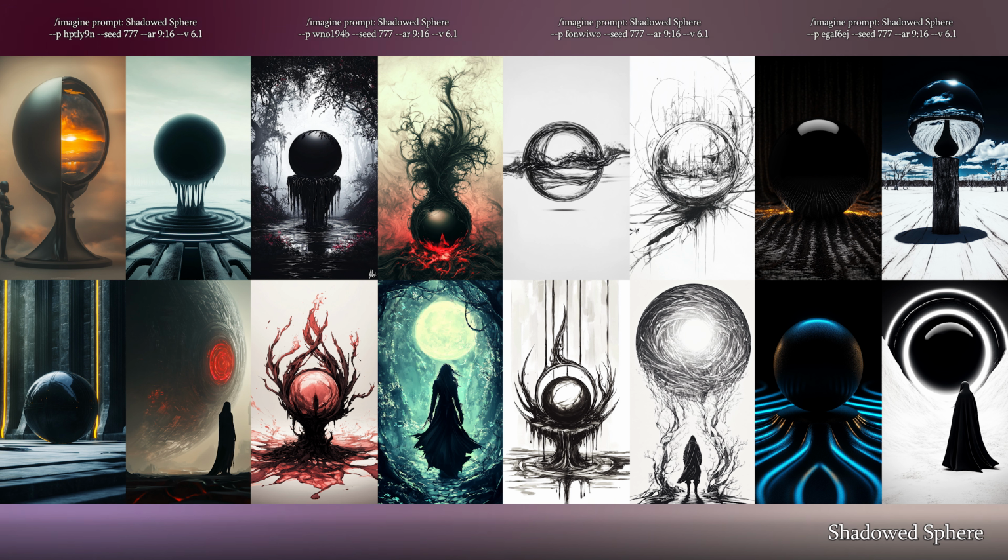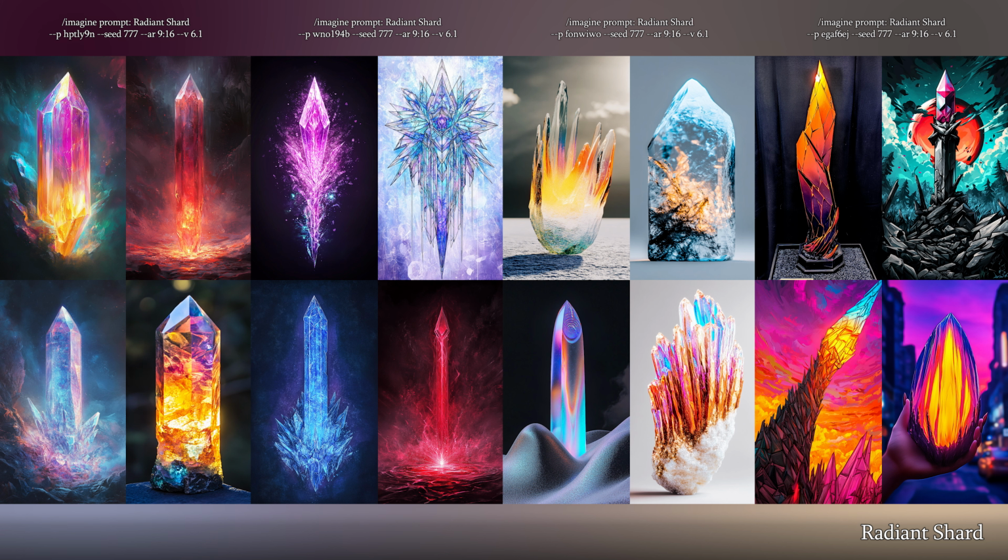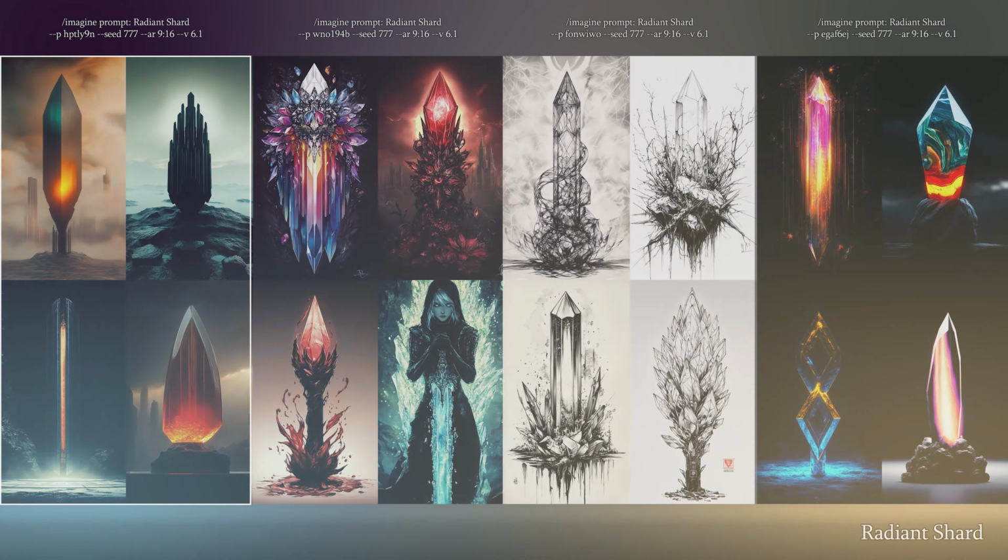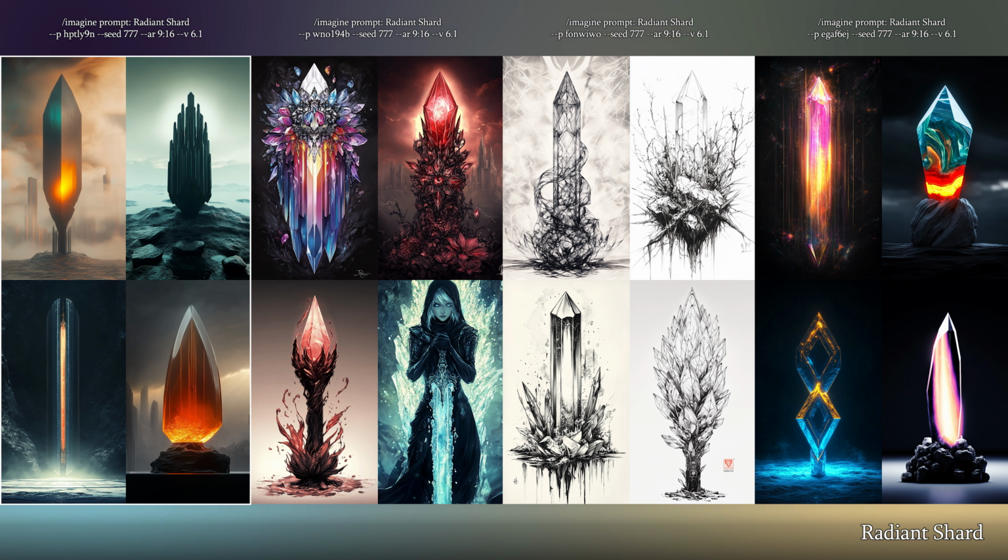Now we have Radiant Shard. Not my favorite. It's an object prompt basically, but it just lacks some of the coolness that the spheres had. I guess the fifth style makes everything look quite cool. The others are nice, but maybe a bit boring. Maybe I should have tried something else instead of this.